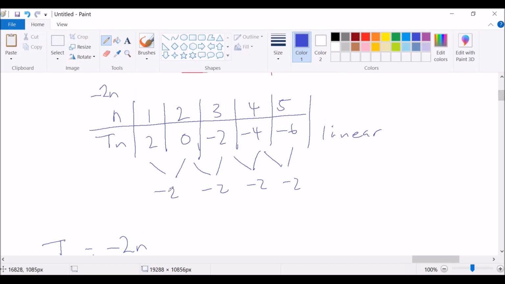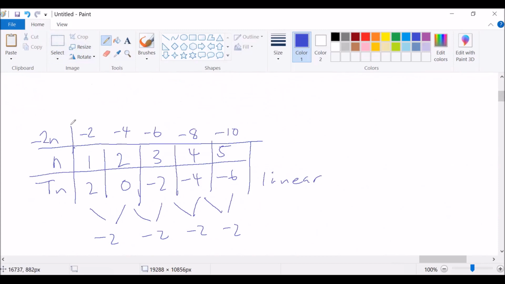We know the formula for this should have minus 2n, so we want to see what minus 2n is. n is these positions here, so we are saying minus 2 times these positions to get the values. Minus 2 times 1 is minus 2. Minus 2 times 2 is minus 4. Minus 2 times 3 is minus 6. Minus 2 times 4 is minus 8. Minus 2 times 5 is minus 10.